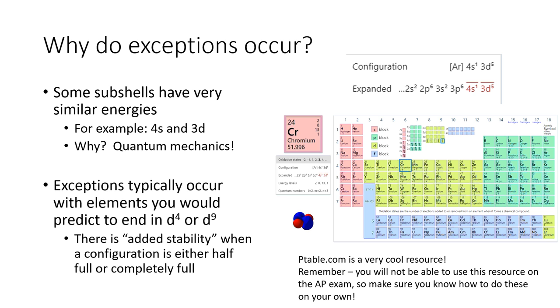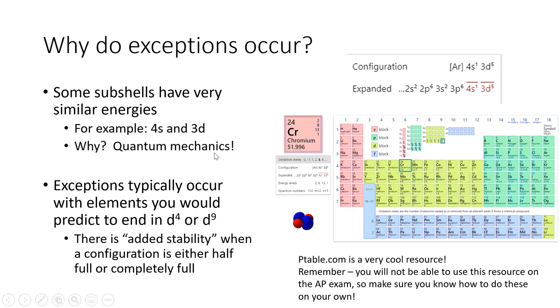Why do these exceptions occur? It has to do with quantum mechanics and the energies of these orbitals. The real answer is somewhat complicated, but just be aware that some subshells have very similar energies. This tends to happen in the d block. For example, the 4s and the 3d subshells have similar energies. You also might notice this happening when you transition from the s to the d and the f down here. They have kind of similar energies.